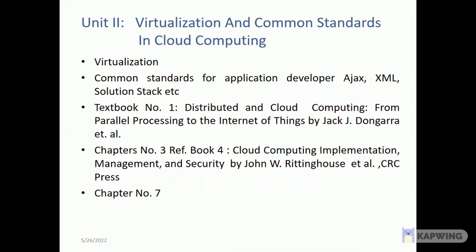So what is actually virtualization? Then common standards for application developer, Ajax, XML and solution stacks. So in this, we are having textbooks. That is, the textbook is Distributed and Cloud Computing: From Parallel Processing to the Internet of Things by Jack Dongarra. Then chapter 3, the reference book is Cloud Computing: Implementation, Management and Security by John W. Rittinghouse. So in these two books, we'll find chapter number 3.